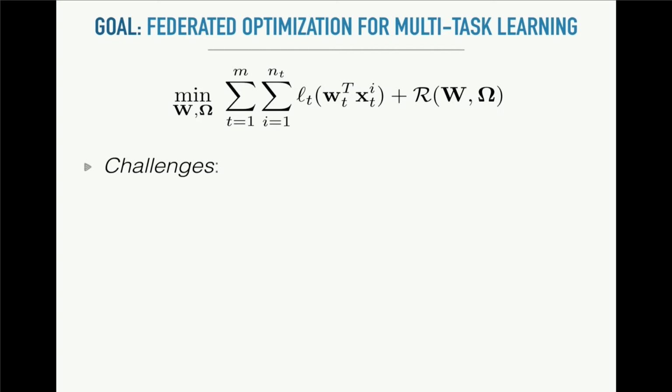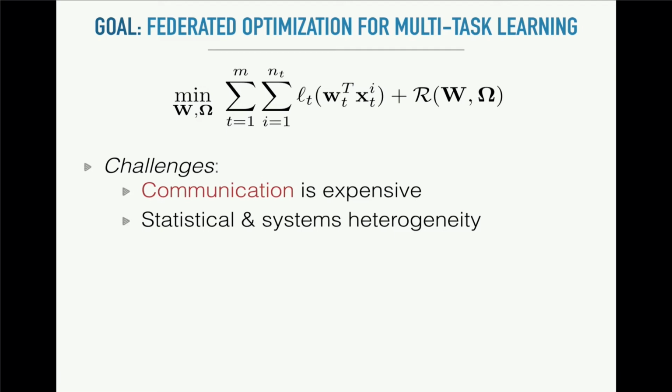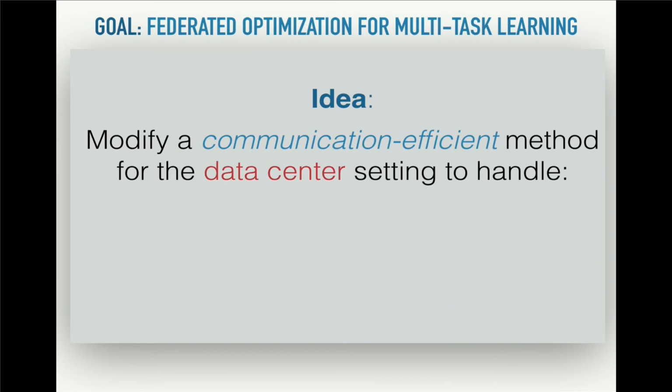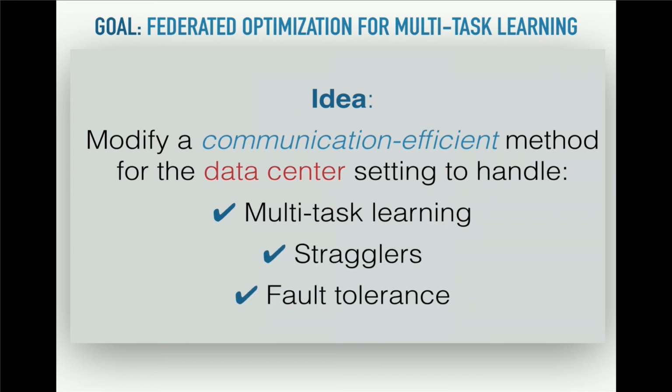In terms of the concrete challenges, certainly in comparison to the data center setting, communication can be extremely expensive here. There are also significant challenges related to the fact that there is heterogeneity both in terms of the statistics and the systems. And this can cause massive issues with stragglers and fault tolerance. Since this is a short talk, I'll just give you the high-level summary. The main idea that we've taken in approaching this work is to take a communication-efficient method that works well in the data center setting and to modify it to handle these specific challenges of this federated setting beyond the data center. Specifically, we modify it to handle multitask learning, stragglers, and fault tolerance.